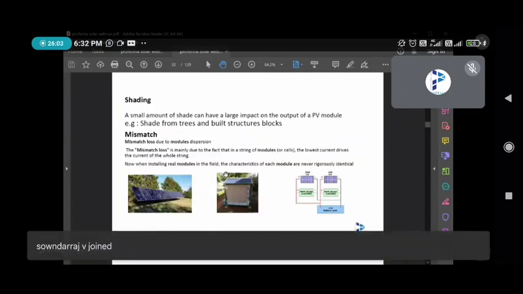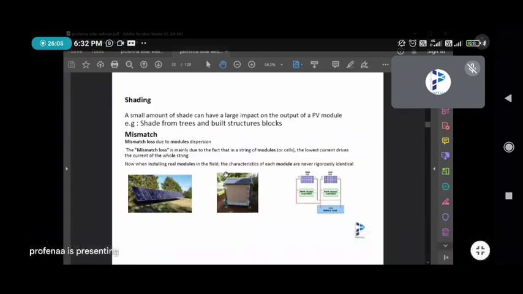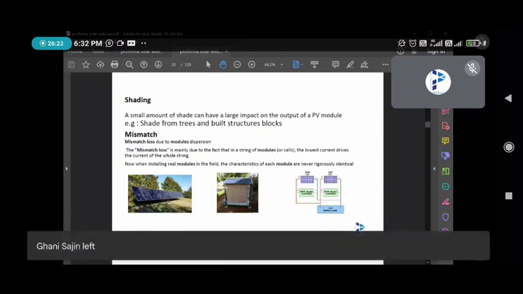Shading, sir. Shading is very much important, sir. Even 1% or 2% or 5% of shading will result in zero, sir. The main criterion for solar is that there is no shading at all. That's why I wrote shade from trees or built structure blocks. If there is shade, the result is zero power generation.